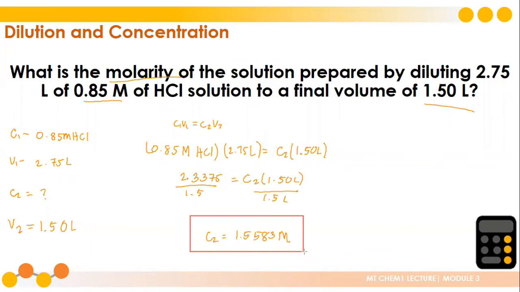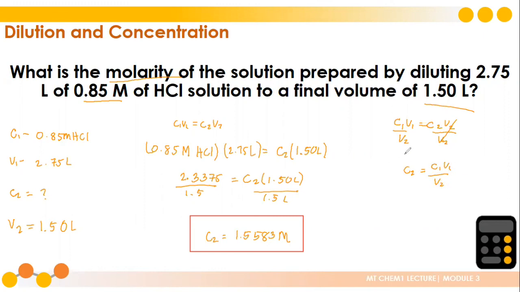Let's try it with our other method. In our other method, you have to transpose the formula immediately. So instead of using C1V1 is equals to C2V2, you already transposed it. Since we're looking for C2, it does not have to have a companion on the other side. So you divide both sides again by V2. Cancel this one. So we have now C2 is equals to C1V1 divided by V2.